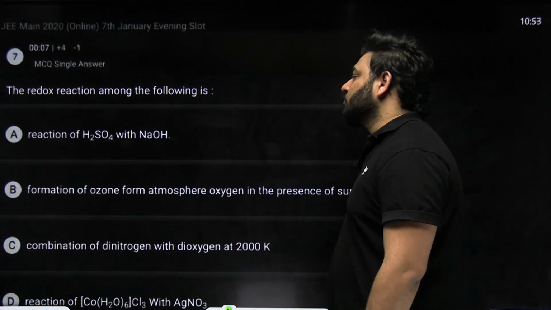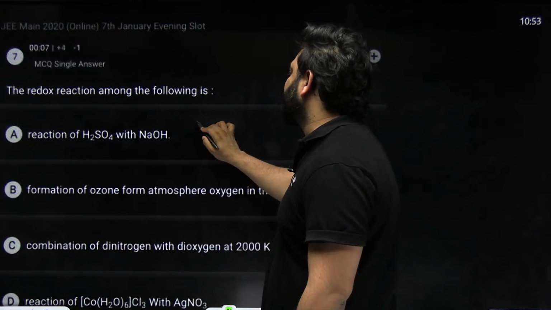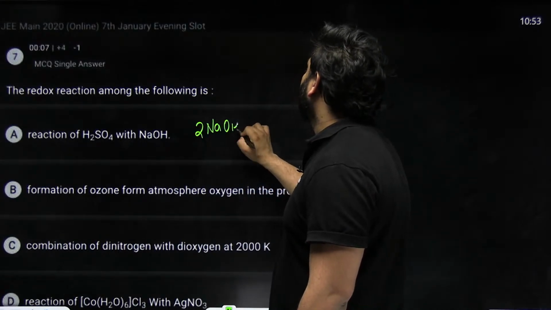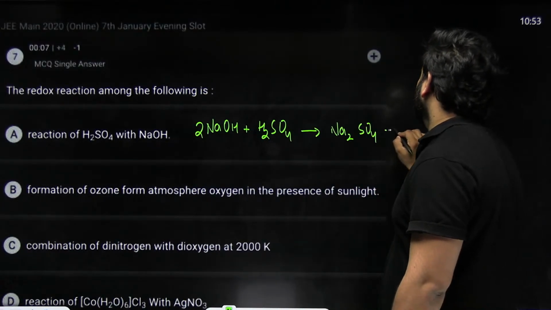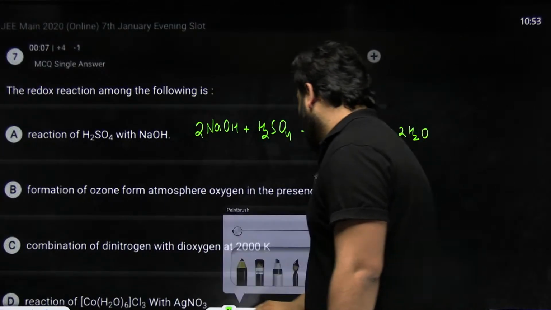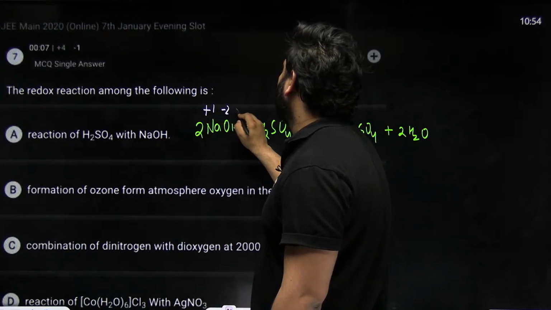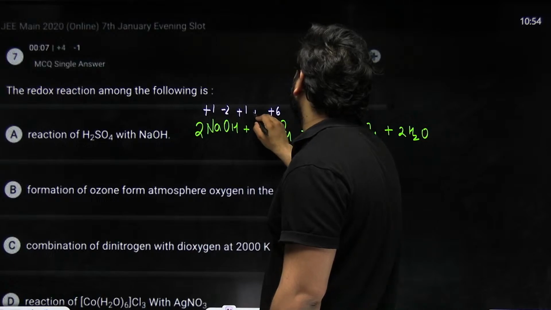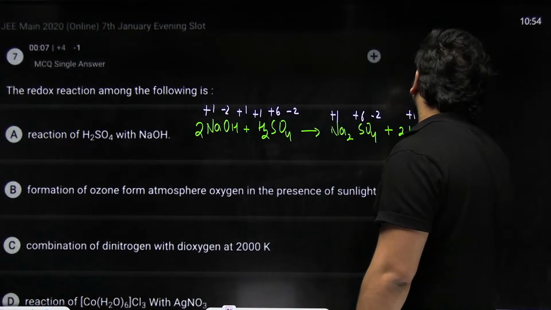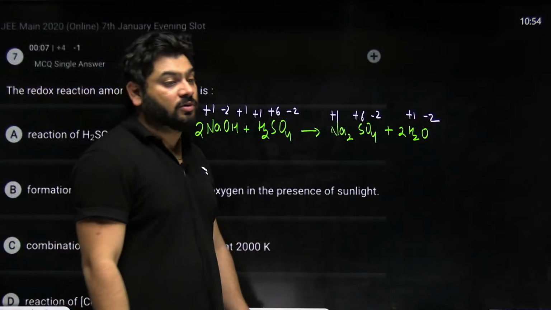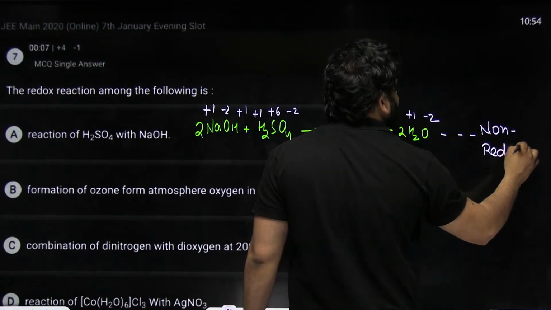Which of the following is a redox reaction? Reaction of H2SO4 with NaOH? No, acid-base reactions are never redox. Why is it so? Because 2 NaOH with 1 H2SO4 produces Na2SO4 plus 2 H2O. Now you can find everything over here has a fixed oxidation state, and it's not even changing. +1, -2, +1. Sulfur has +6, this is a +1, this is a -2, this is a +1, this is a +6, this is a -2, this is a +1 and -2. Now can you find any species which is undergoing change in oxidation state? No. Then this can't be called redox. It's a non-redox reaction.